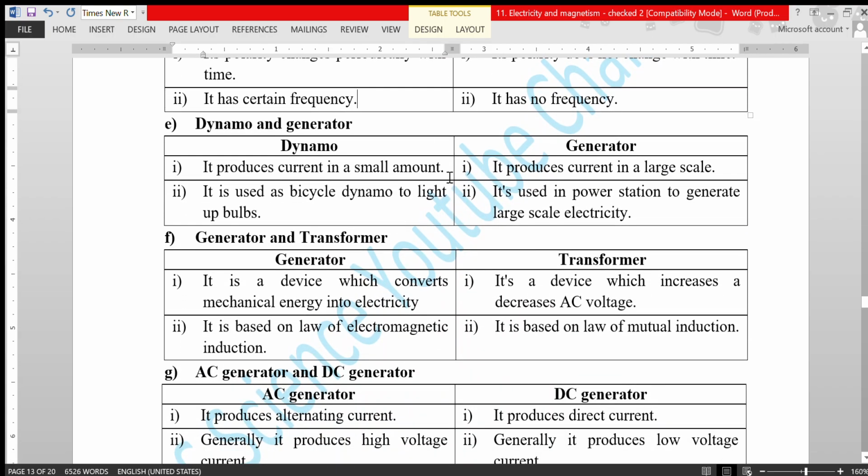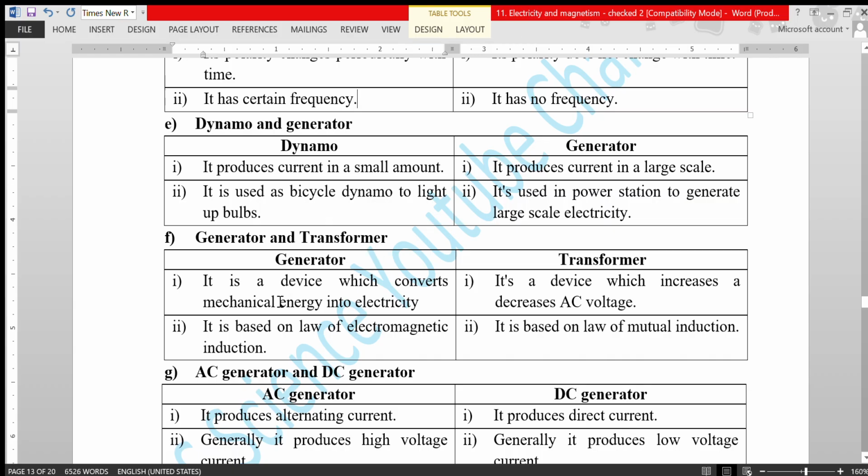Dynamo and generator. A dynamo produces current in a small amount, a generator in a large amount. A dynamo is used as a bicycle dynamo to light up bulbs. A generator is used in power stations to generate large scale electricity.